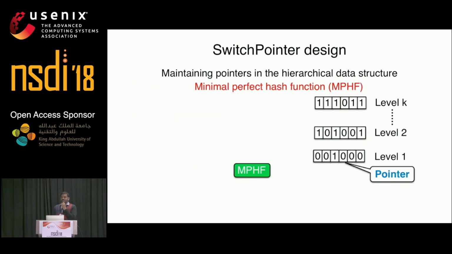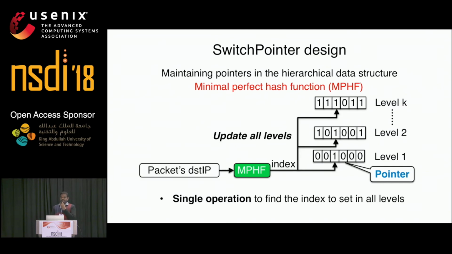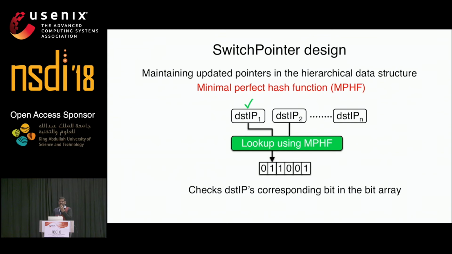We represent a pointer using a bit array where one bit is assigned to each end host. When a packet arrives, the destination IP in the packet header is used to compute a hash operation, a single operation, irrespective of the number of levels in the hierarchy. The output of that single operation is used to set the bit in the bit array, and it is set across all levels in the hierarchy. Lookups are also easy. To check if a particular destination IP is processed by a switch, one just needs to check the corresponding bit given by the minimal perfect hash function.